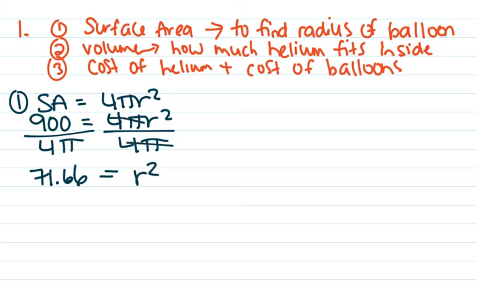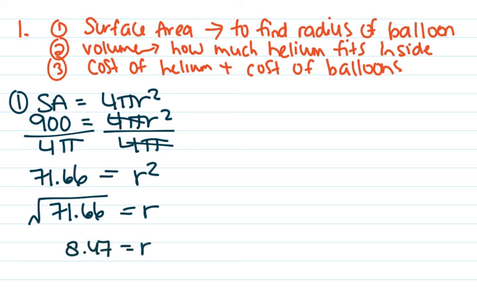Now, in order to find r, we'll take the square root of both sides. So the square root of 71.66 will equal r. If you use 71.66 on your calculator, square root equals 8.47. So the radius of a balloon equals 8.47 centimeters.